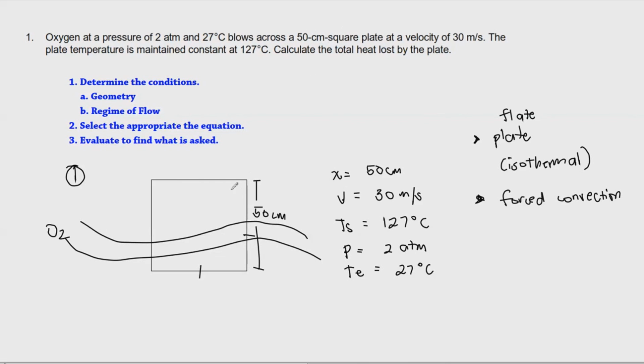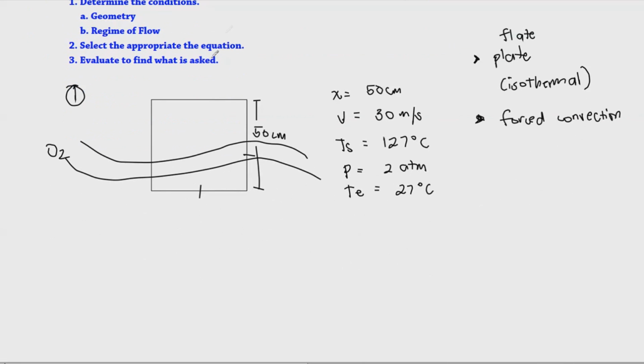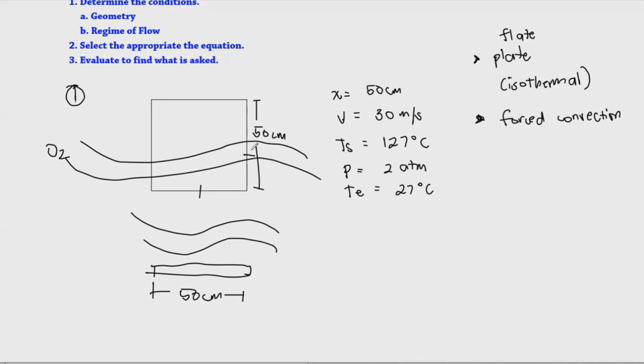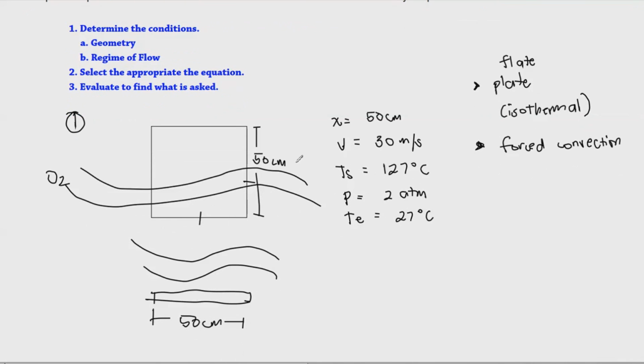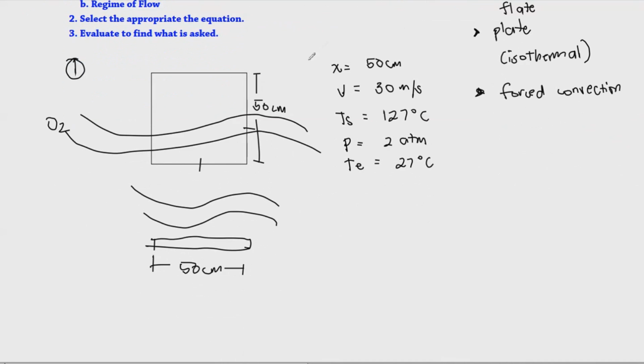This is actually the top view of that, but if you wanted a better view, this is the 50 cm, and then this is a square plate. I don't know about the thickness, but this is how it goes. So that's the oxygen, and then we need to find the region of flow. So with that, we need to find the Reynolds number.